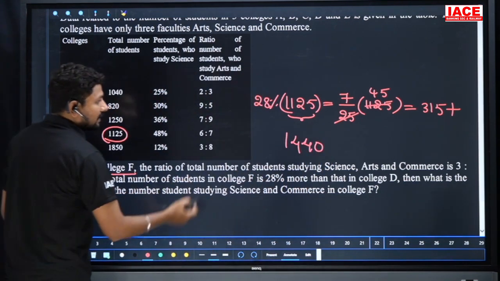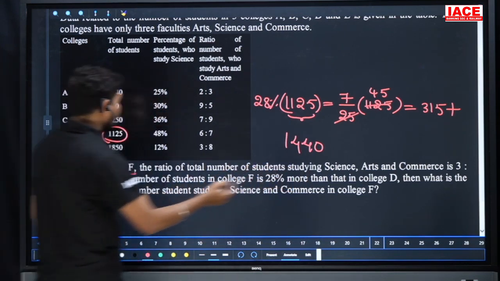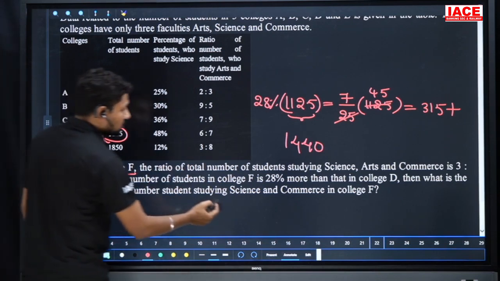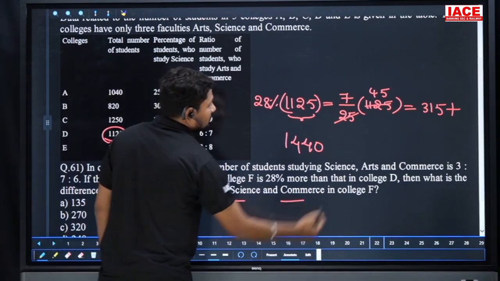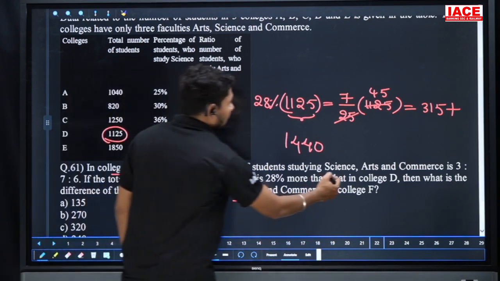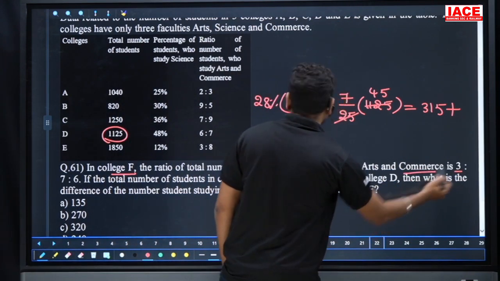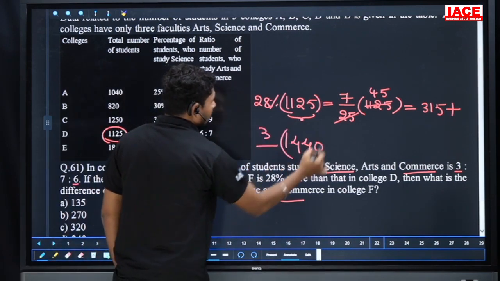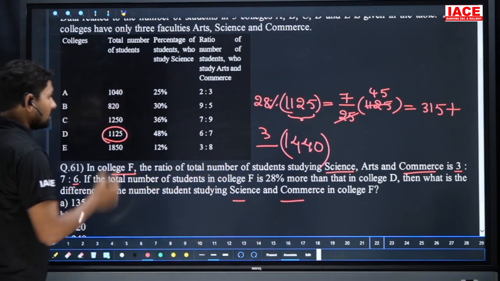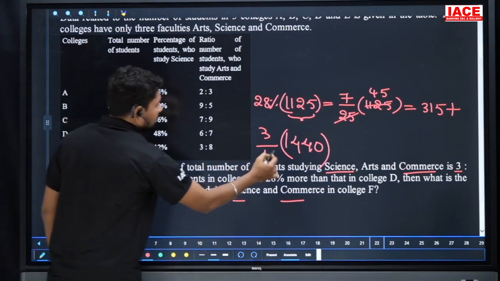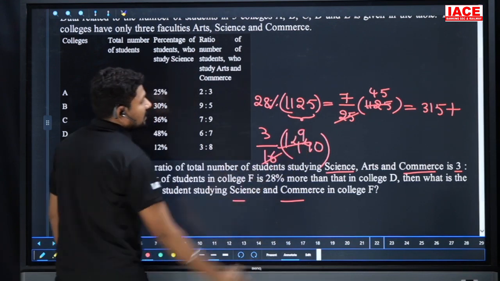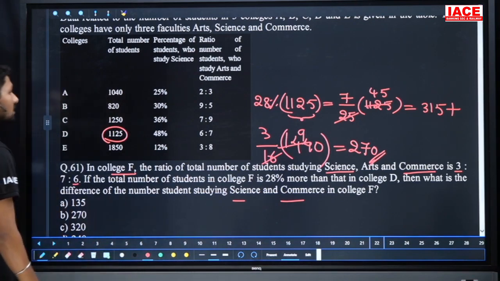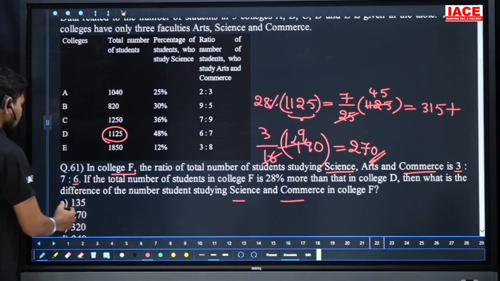As per the data, science, arts and commerce are given in the ratio 3 is to 7 is to 6. The final question is: what is the difference of the number of students studying science and commerce? Science is 3 parts and commerce is 6 parts, so the difference is 3 parts out of 1440. Total parts is 3 plus 7 plus 6, which is equal to 16 parts. 1440 divided by 16 is 90, and 90 times 3 is 270. The difference between commerce and science is 270 members. Option B.